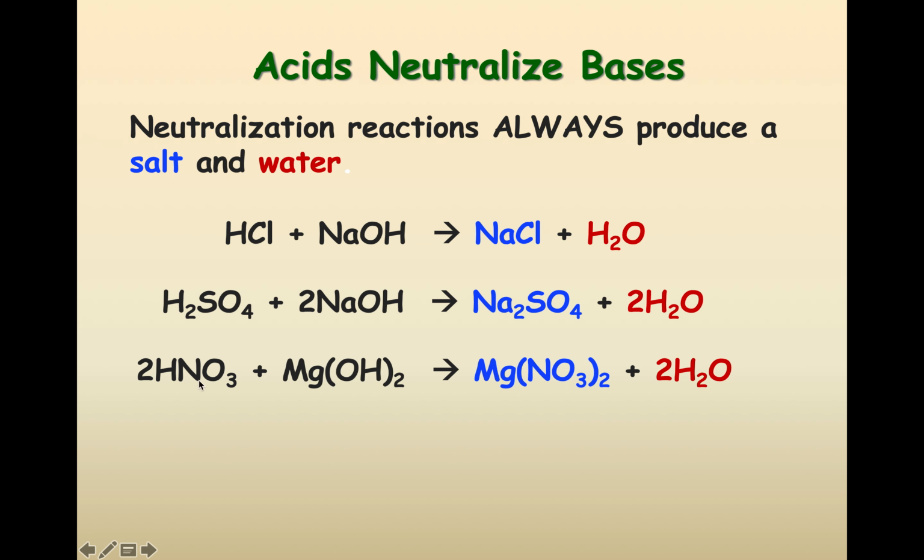One more here, we have HNO3 and Mg(OH)2. Again, the H will go away with the OH to make H2O, and the magnesium with the 2+ charge will go away with the NO3, so we need two NO3s. And then obviously we need to balance it out to make sure everything works.